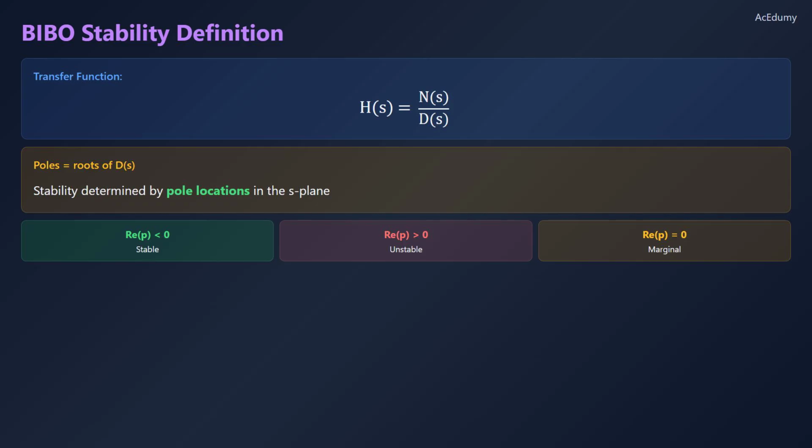Consider a transfer function H(s) equals N(s) divided by D(s). The poles of the system are the roots of the denominator D(s). BIBO stability is determined entirely by the pole locations in the complex S-plane. If all poles have negative real parts, meaning they lie in the left half plane, the system is BIBO stable. If any pole has a positive real part, the system is unstable. Poles on the imaginary axis require special attention.